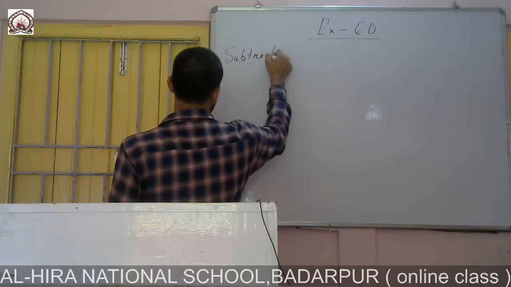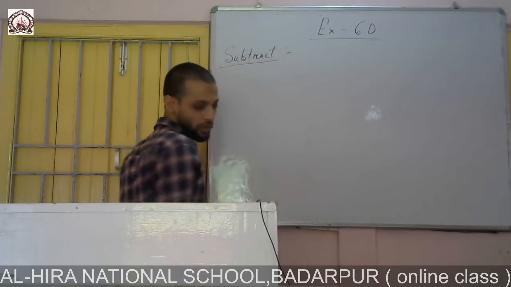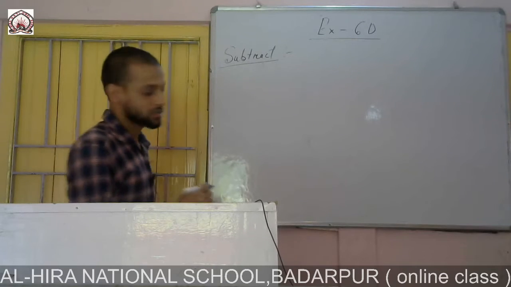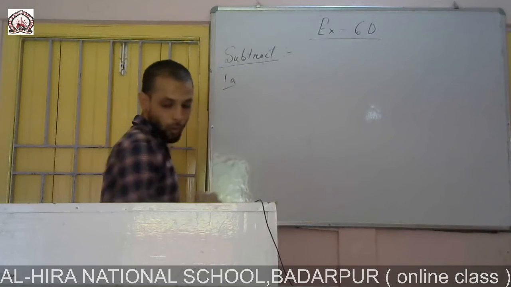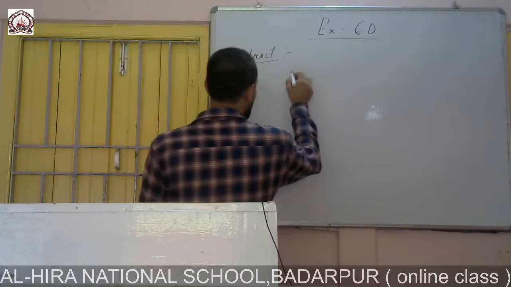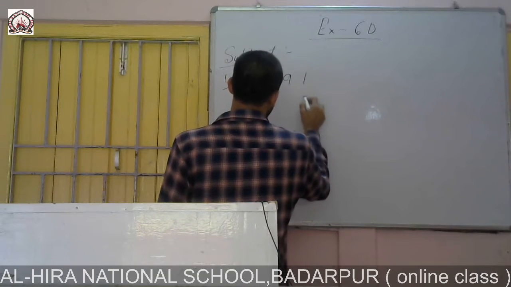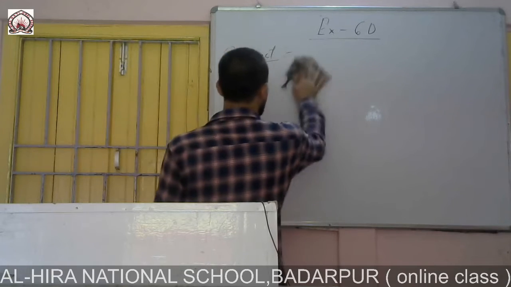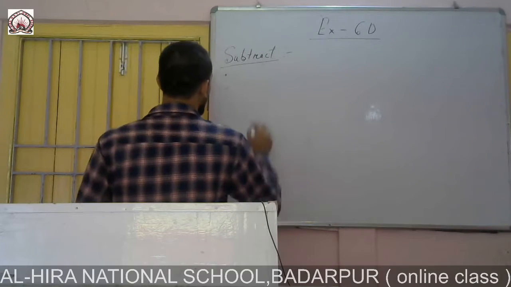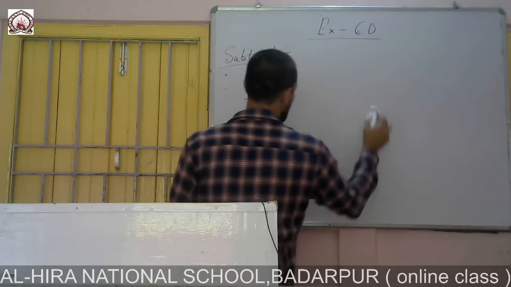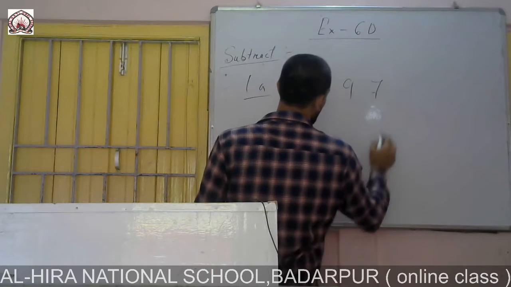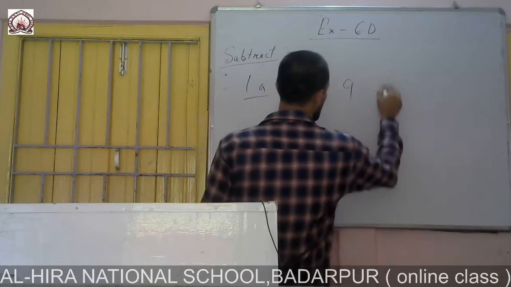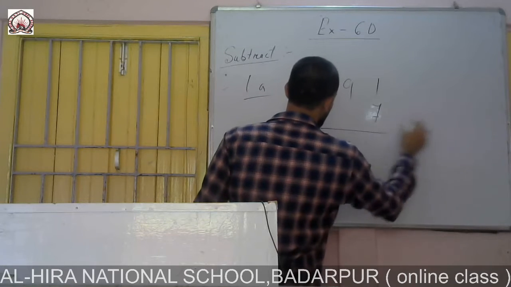Subtract. So the first question is 1a. What we have to do? We have to subtract 7 from 91.